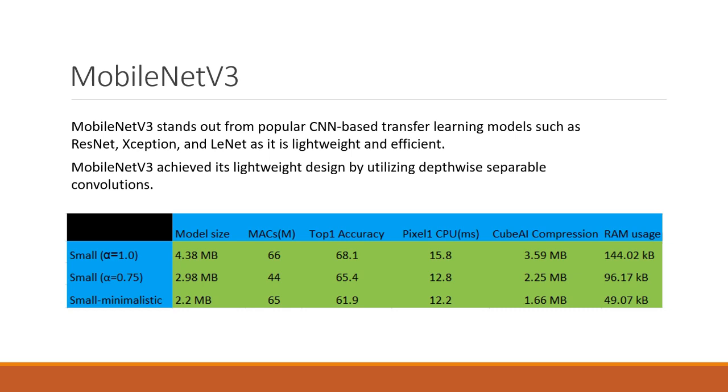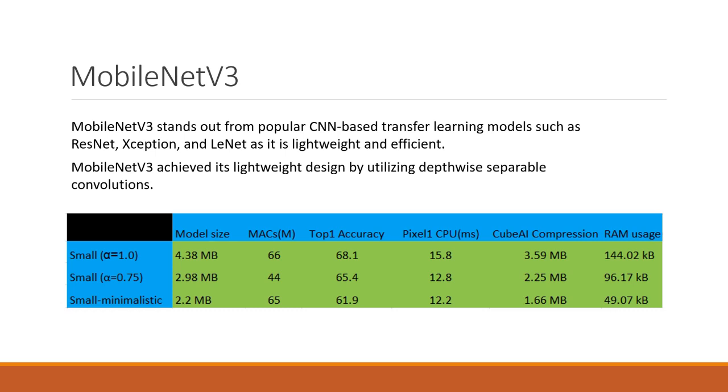I had 839 data after data augmentation. This amount of data is still insufficient to train a deep learning model. To avoid this problem, I use transfer learning, and the selected transfer learning model is MobileNet V3. It stands out from other popular transfer learning models as it is efficient and lightweight. It achieves being lightweight with the use of depth-wise separable convolution layers.